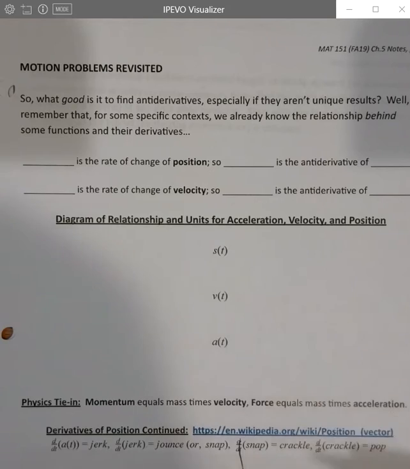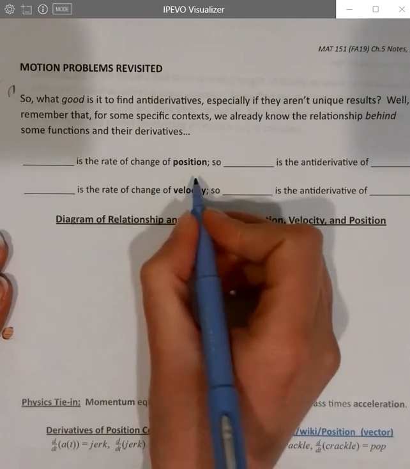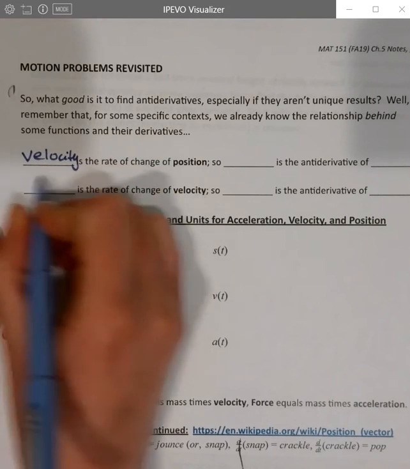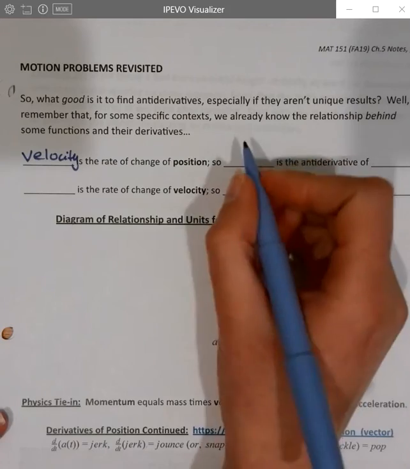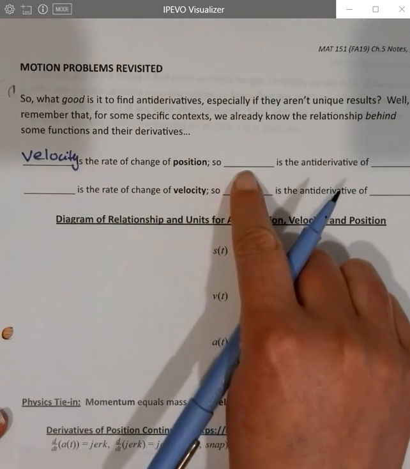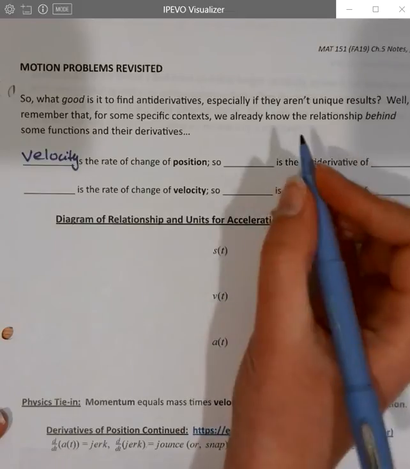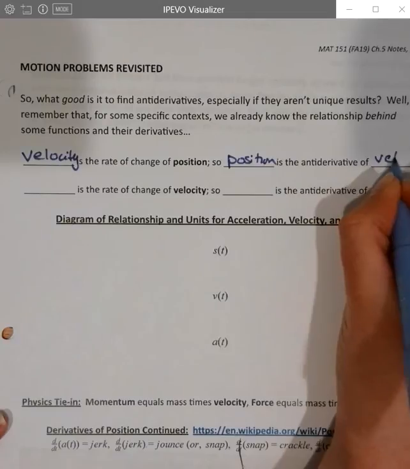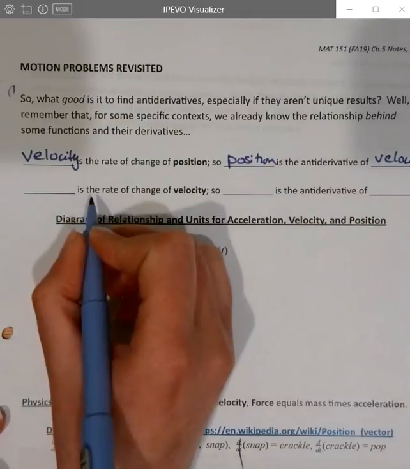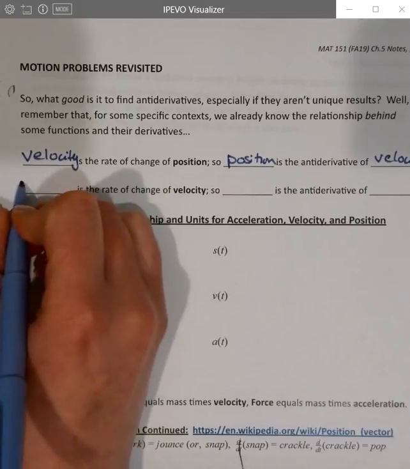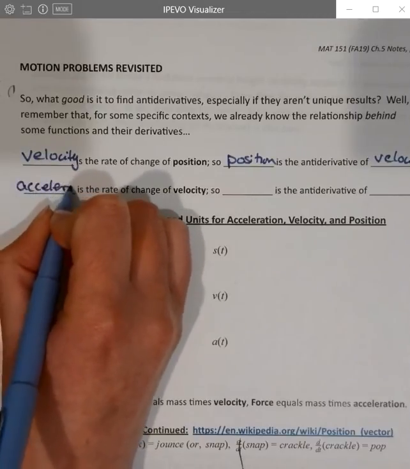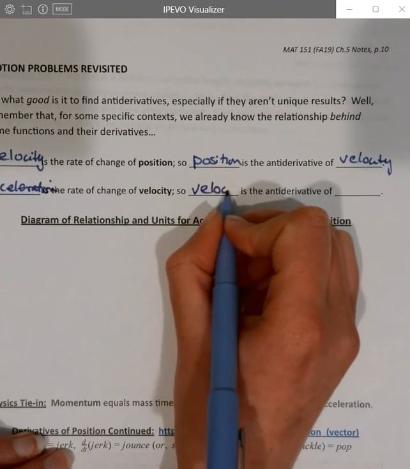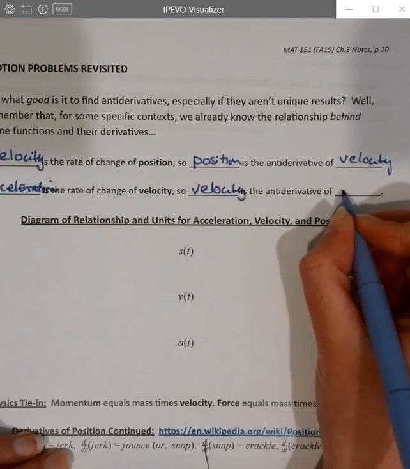Okay, so blank is rate of change of position, so that would be velocity. Velocity is rate of change of position, so it makes sense that position is going to be the antiderivative of velocity. Also, blank is the rate of change of velocity, it's acceleration. And so velocity is going to be the antiderivative of acceleration.